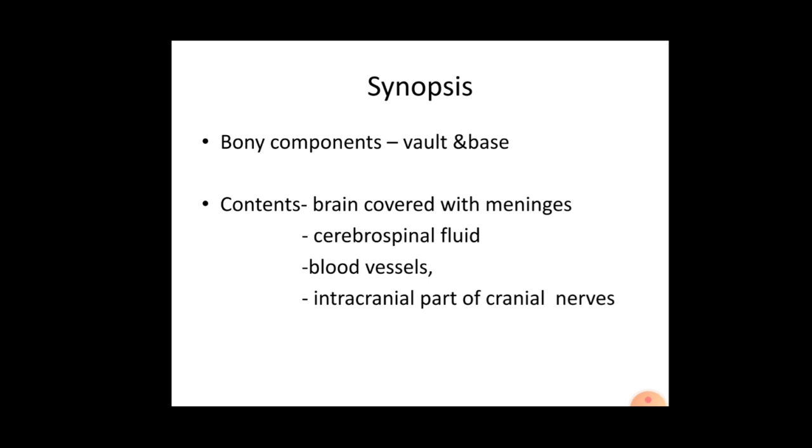We have two bony components in the cranial cavity, that is the vault, which is more or less uniform, and the base of the skull, which is made up of three descending steps or three terraces. We will see what that is. The contents of the cavity are the brain, the main structure, which is covered with the meninges, and the cerebrospinal fluid, the blood vessels, and the intracranial part of the cranial nerves.